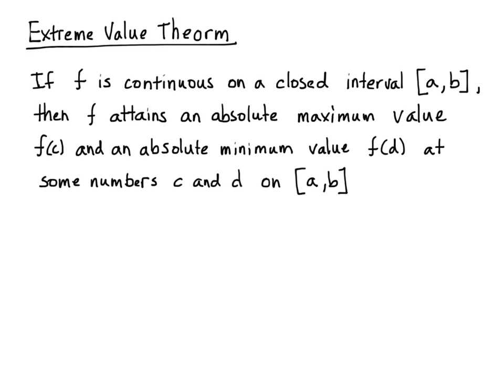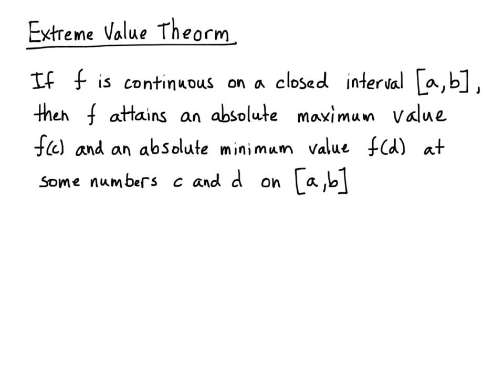So last Wednesday, I spoke about the extreme value theorem. Now, here's another one that has the word value in it. But this talks about if f is a continuous function. So here we're still talking about continuous functions on a closed interval. So between a and b, then f attains an absolute maximum value f at c and an absolute minimum value f at d at some numbers c and d within this interval.